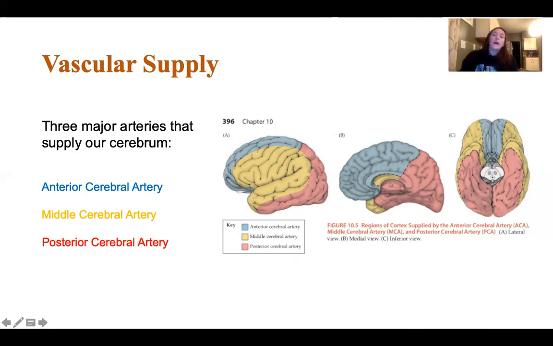And you know me, I love my colors and my color codes and my visual images, because that is how I learn. So I'm just going to be throwing colors at you left and right today. But I really like this distribution because it shows you nice and clear-cut where each of those vascular distributions starts and ends. And that's going to be important in a second.